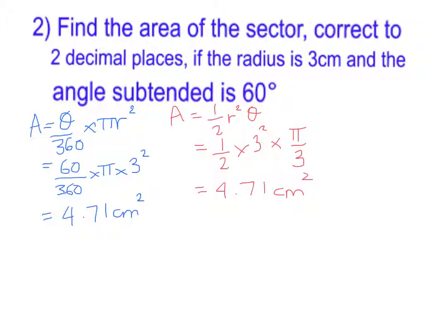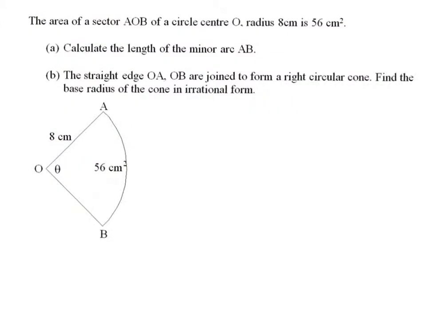Okay, into a multi-step problem now. This question has given you the area of this sector is 56 centimetres squared, given you the radius is 8, and the first part is to find the length of this minor arc AB. So what they're asking you to find is that length there.